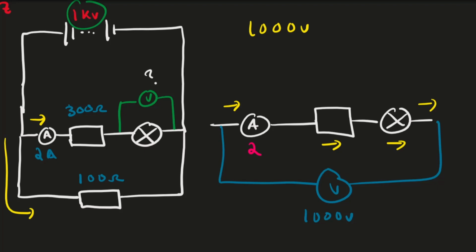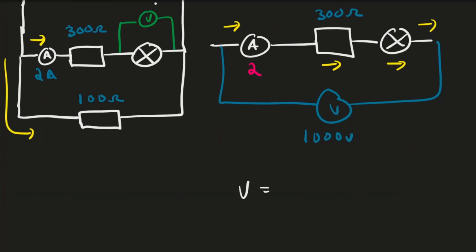Therefore, if we know the current is 2 amps, and we know this component has a resistance of 300 ohms, we can use Ohm's law to work out the potential difference dropped across this component. Let's do that down here. Ohm's law is V equals IR, so we plug in our current of 2 amps, multiply by our resistance of 300 ohms, and we get a total of 600 volts, which is the potential difference across the resistor.